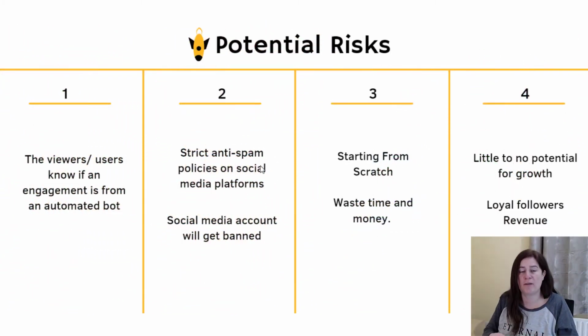And that leads me on to the potential risks. Number one, the viewers on the platforms, the users, they know when there's an automated bot being used. You've probably seen it yourself on Facebook when someone DMs you or PMs you, and you know that it's just an automation. There's no real connection there. They're just sending out links to everyone and anyone. Number two, there are strict anti-spam policies on social media platforms. Social media accounts will get banned, and rest assured, eventually you will get caught out.